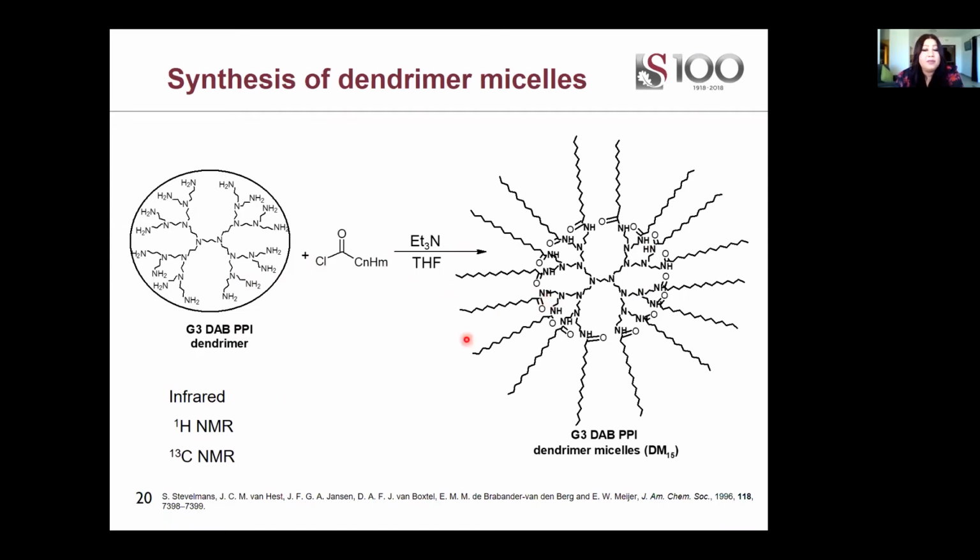We found the C15 one to be the most stable, and we call this a dendrimer micelle because the exterior is hydrophobic and the interior is hydrophilic. Also, this is soluble in organic solvents, so it makes things much easier to work with.